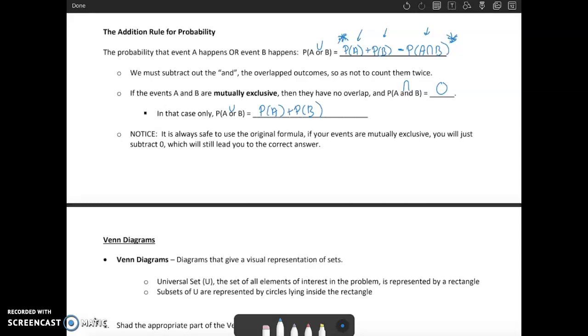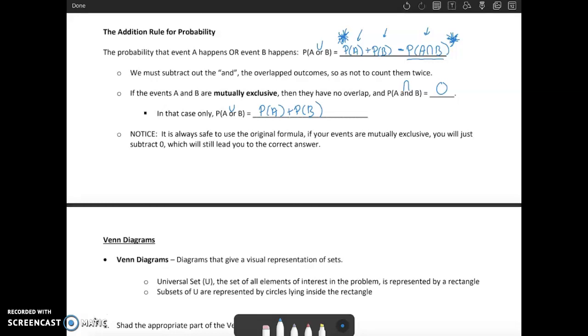Honestly, it's a more rare situation. A lot of events do have overlap. So in my opinion, it's safer to always use this original formula up here, because the worst case scenario is that halfway through it, you realize that you're subtracting 0 and nothing bad happens. You haven't even really wasted any time. You're just like, oh, okay, so I had this mutually exclusive case.